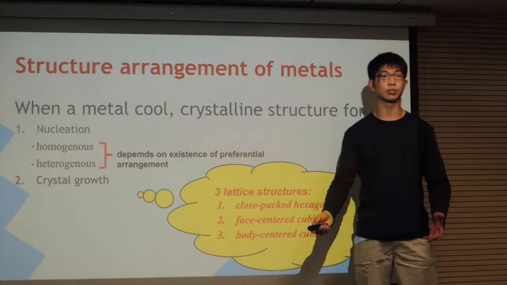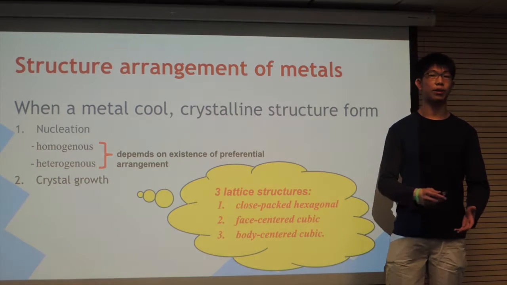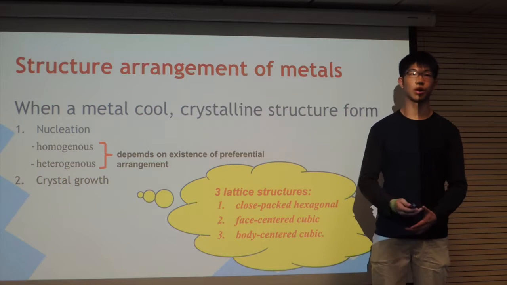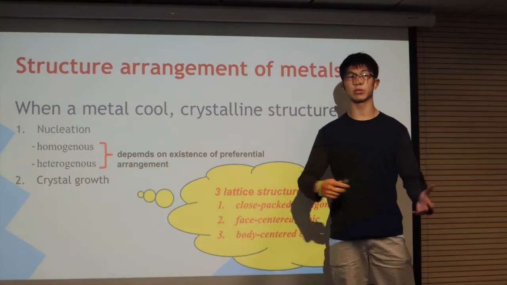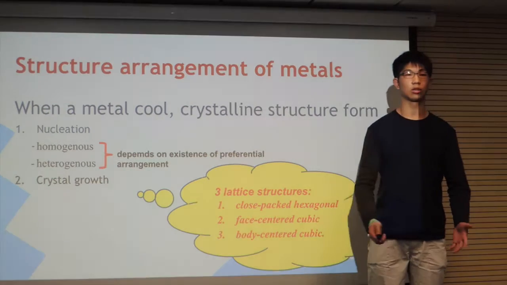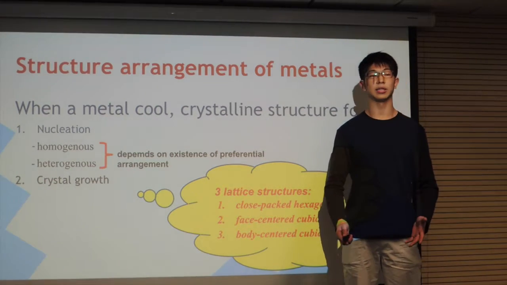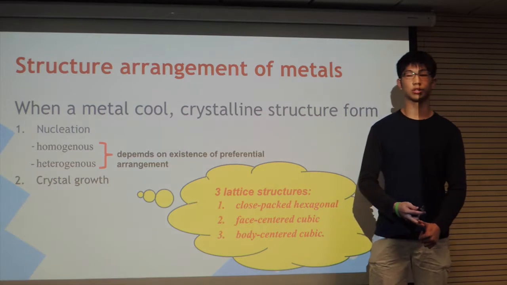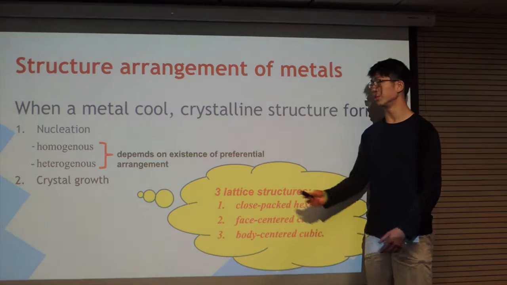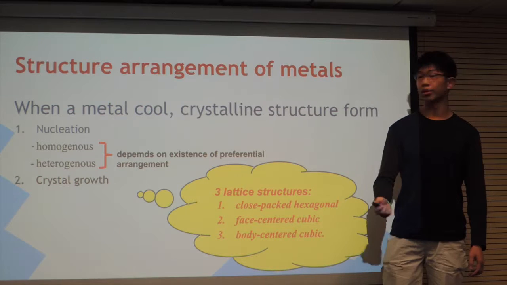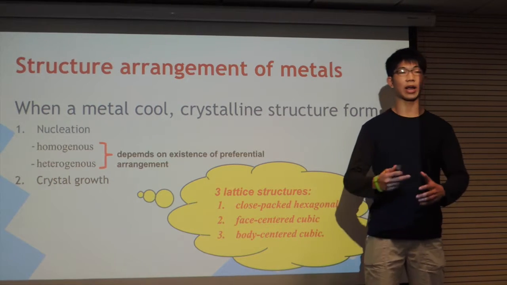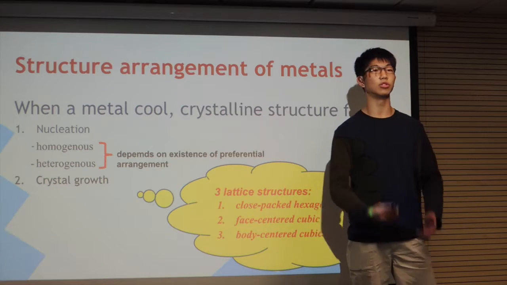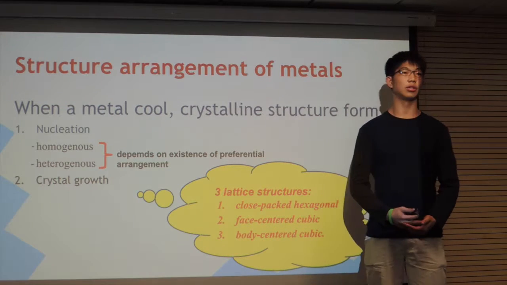And for the structural arrangement, we will talk about the crystalline structures of metals. They can only be formed when a metal cools from its molten state or from a heated state. The crystalline structures could be formed because of two reasons. The first one is nucleation, and the second one is crystal growth. To kickstart, for nucleation, you have homogeneous or heterogeneous nucleation.